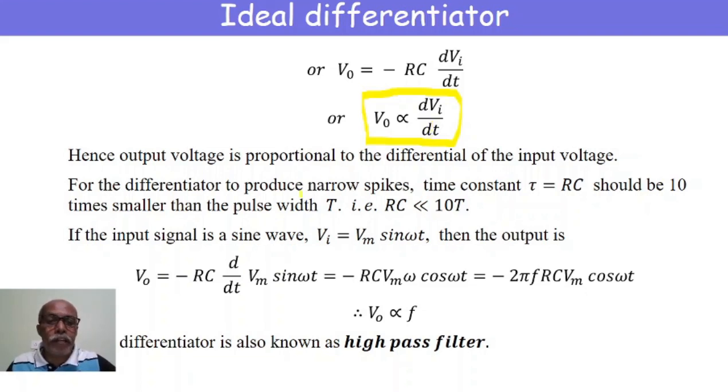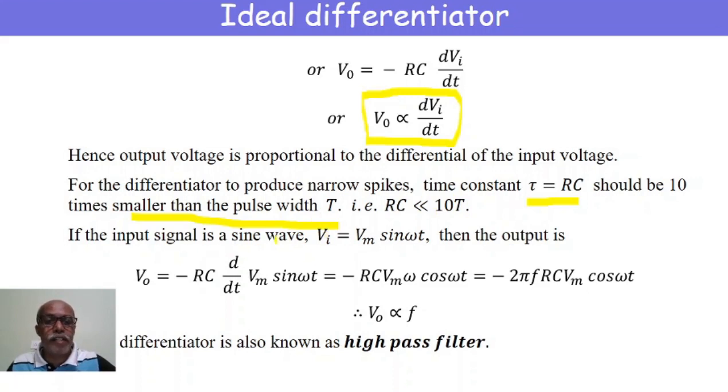For the differentiator to produce narrow spikes, the time constant tau, which is equal to RC, should be 10 times smaller than the pulse width. Therefore, RC should be smaller than T by 10, where capital T is called the pulse width.